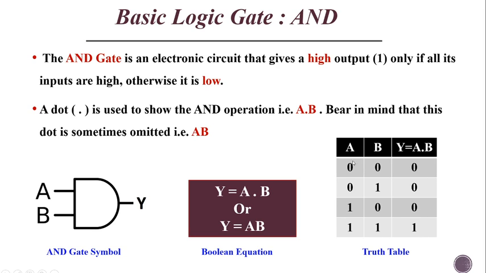So we can represent this operation in one line: it is an electronic circuit that gives a high output only if all its inputs are high, otherwise it is low. Or we can also say that if any one input of the AND gate is low, then its output will be 0, otherwise it is high. So in this way we can represent the operation of an AND gate.